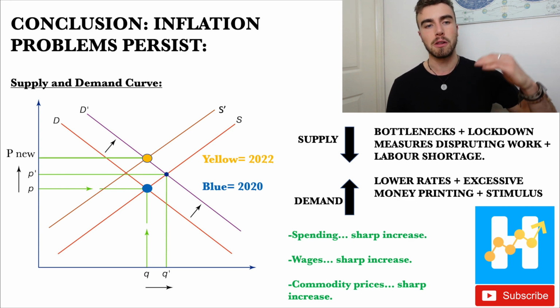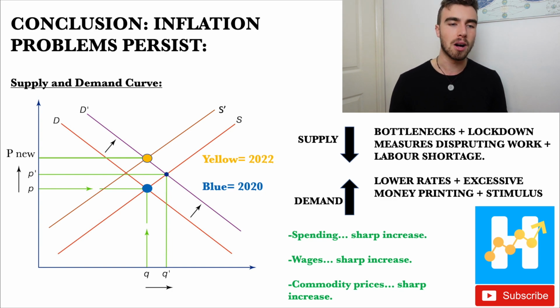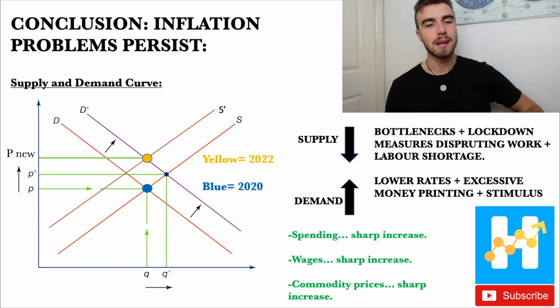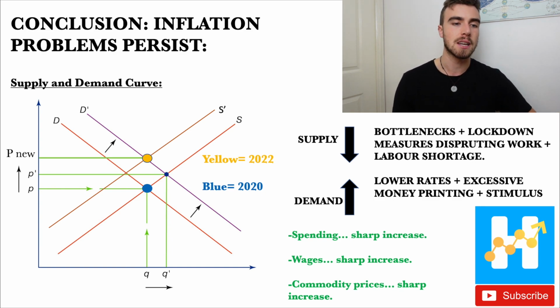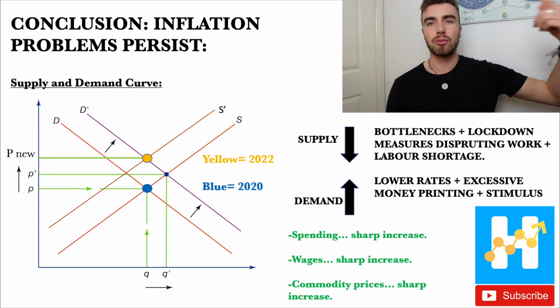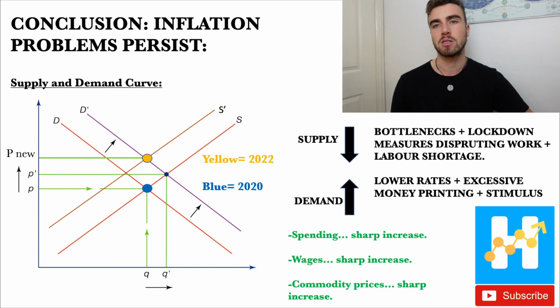We've got supply down with bottlenecks, lockdown measures disrupting work, and labour shortages. You've got demand up with rates to the floor. You've got excessive money printing and stimulus, which injected a load of liquidity into the economy. People bought more, that increased prices. Sharp increases in spending, sharp increases in wages. And always remember the graphs of those commodity prices. It's absolutely insane compared to what it was before the pandemic. Costs of commodities are up across the board. That's ultimately going to go through the supply chain, and that cost will be ultimately passed on to consumers, causing end prices to rise even further.